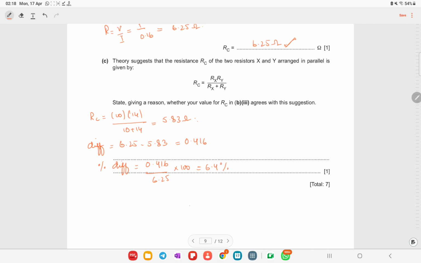Yes, both are within the experimental accuracy.